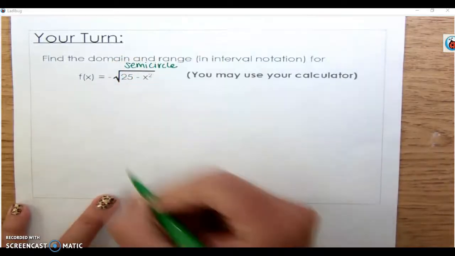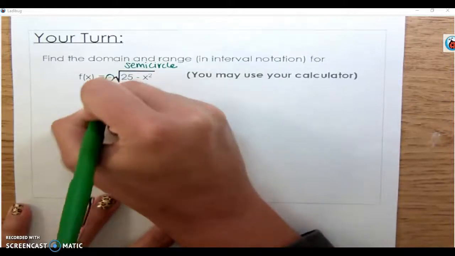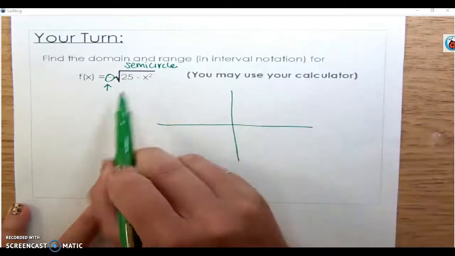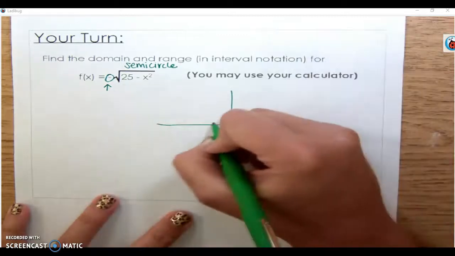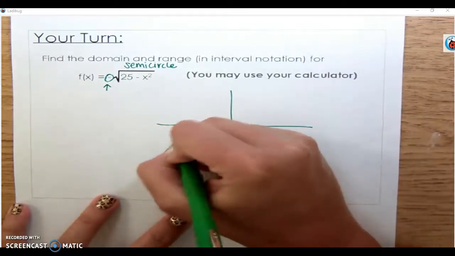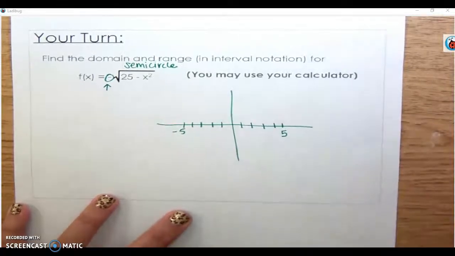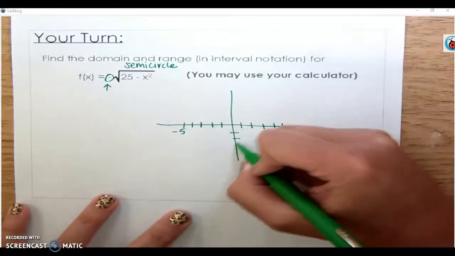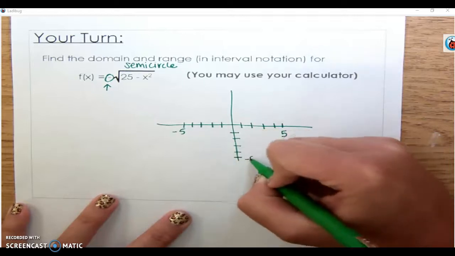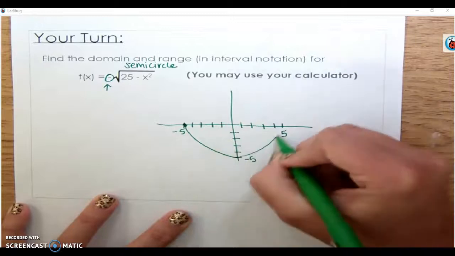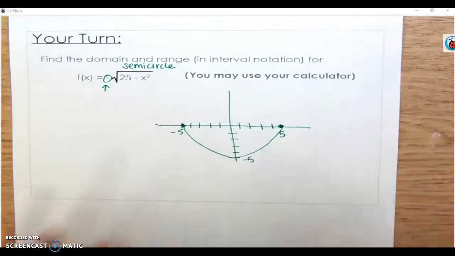Later in this unit we're going to talk about transformations. There is this negative here, which means it's reflected. So what this is going to look like, the square root of 25 is 5. So it is going to go over to negative 5 and over to 5. The only difference between the other semicircles, since it's reflected, is it's going to go down to negative 5 instead of being on the top. So this right here is the picture we need to look at.